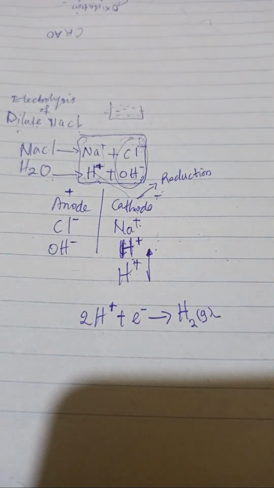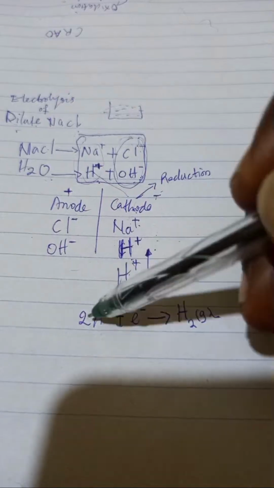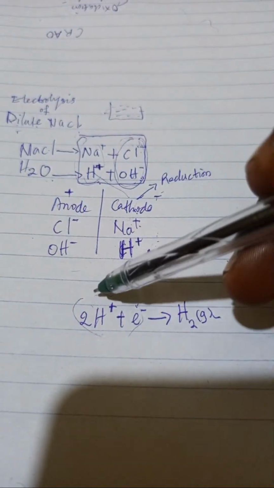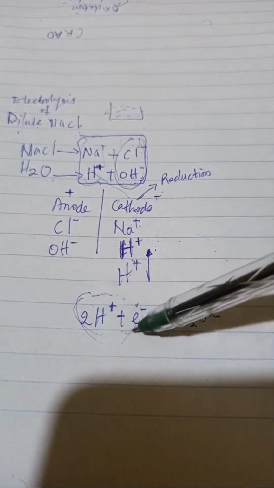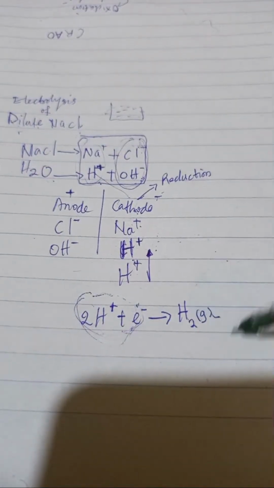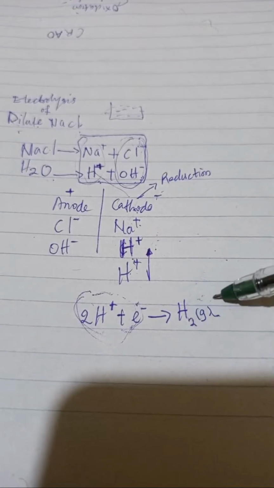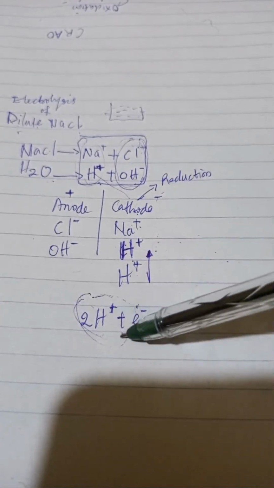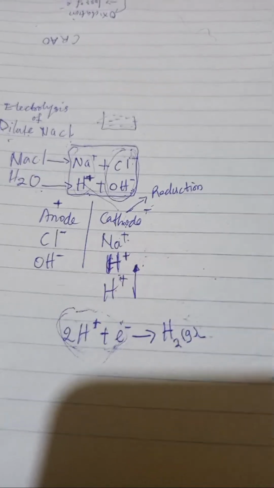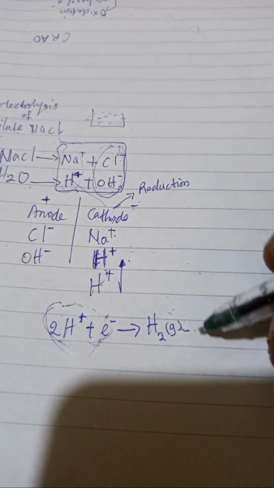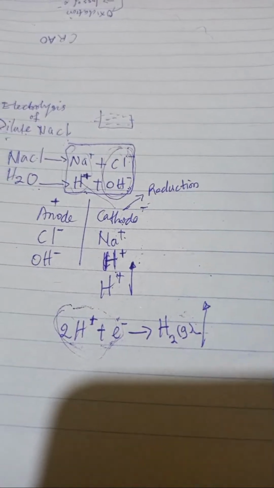cathodic equation. It is a reduction. Reduction means it will gain electron. You can see where it is gaining the electron on the left-hand side. If you are gaining electron on this side, that means you are doing reduction. If you are gaining here, that means you are doing oxidation. Okay, so this is what will happen. Hydrogen gas will be given off. You can just put one small arrow here that shows that the hydrogen gas is given off.